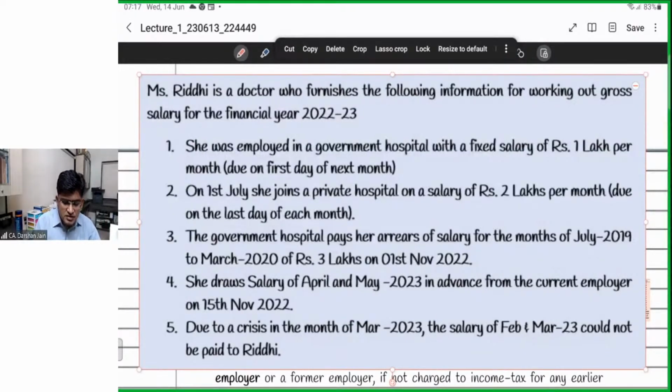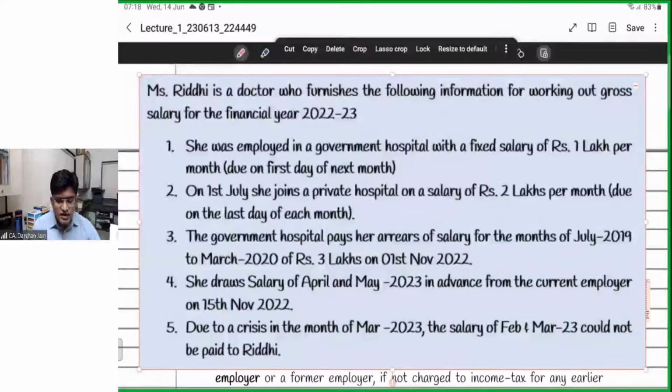Similarly, if she continues to work in the government hospital, March 2023 salary would become due in April 2023. However, on 1st July, she joins a private hospital at a salary of rupees 2 lakh per month, due on the last day of each month. Let's say it is the month of July, her salary for July would become due on 31st of July itself.